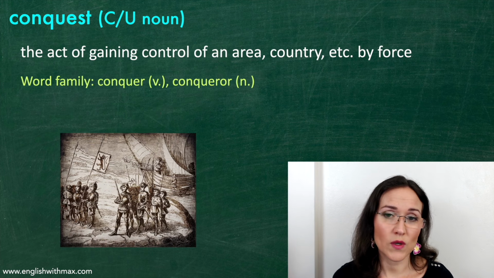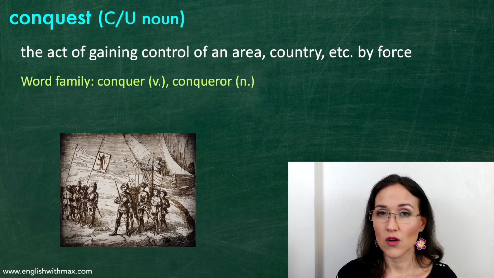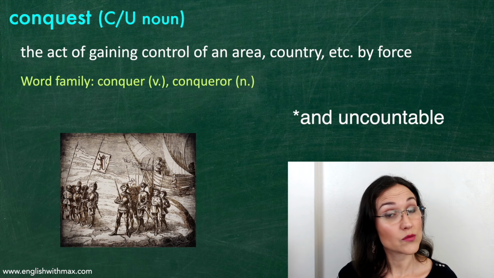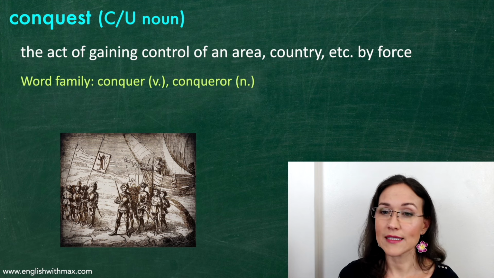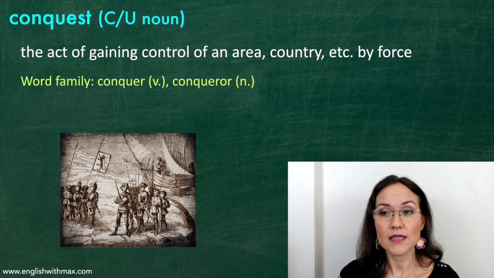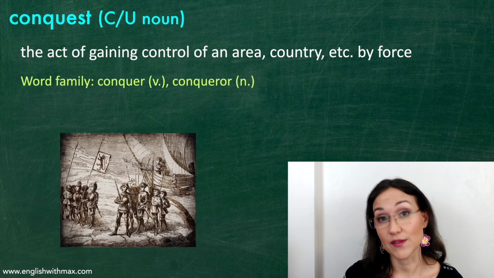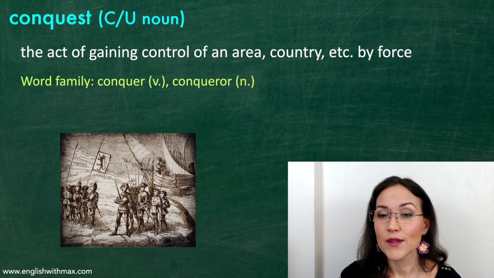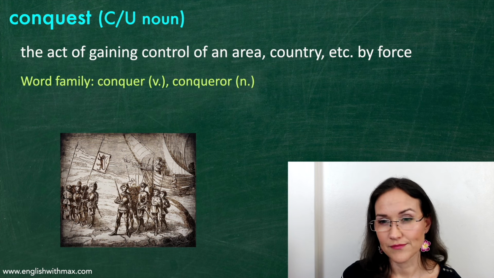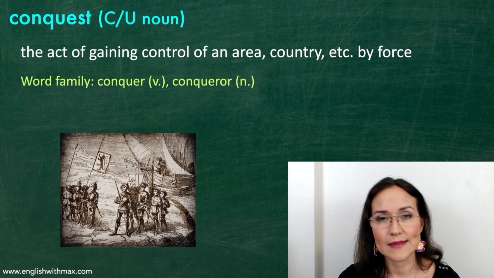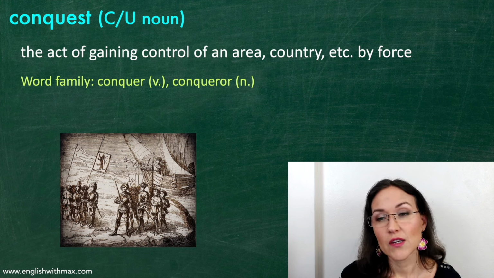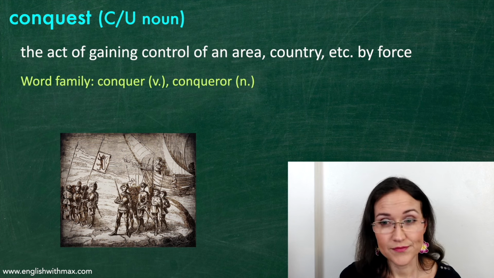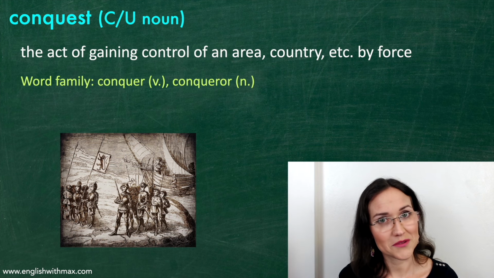Next we have conquest. Conquest. It's a countable noun. A conquest is the act of gaining control of an area, country, etc. by force. The verb is conquer. To conquer has a few meanings, but it usually means to take control of a place by force. We also have the noun conqueror. A conqueror is a person who conquers.